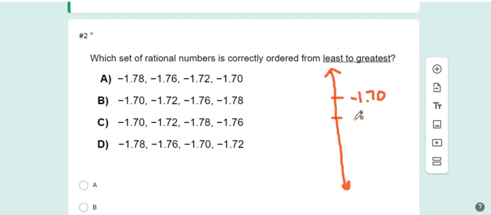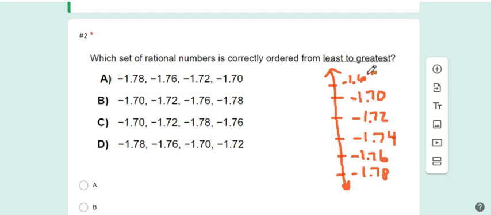Let's just count by 2. So let's say this is negative 1.72. Below that, if I'm counting by hundredths, negative 1.74. Then I would have negative 1.76. Then negative 1.78. Negative 1.80, negative 1.82, and so on, right? The numbers above negative 1.70 would be negative 1.68, and so on. Okay, so here's my number line.